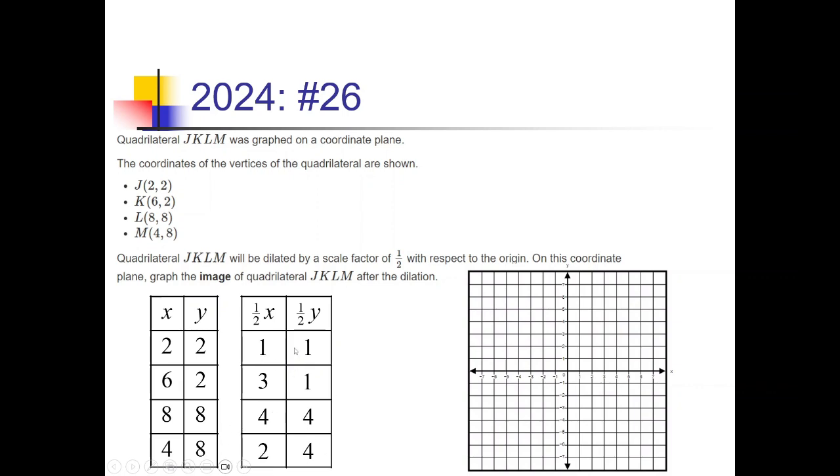So graphing each of these out, we have (1, 1), which is right here. (3, 1) is here. (4, 4) is all the way up here. And then (2, 4) is right here. And then just connect the dots.